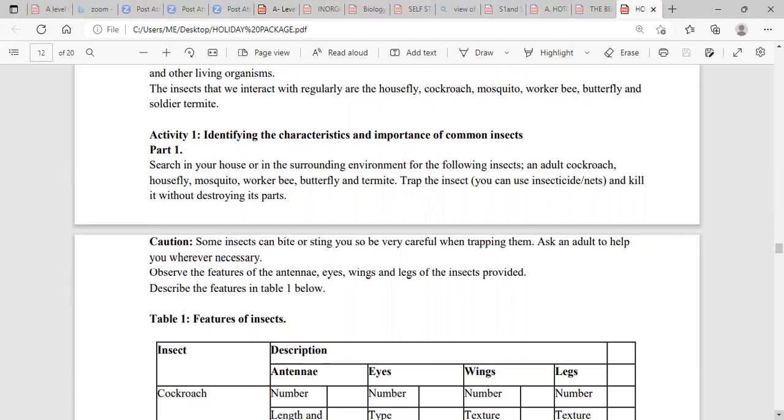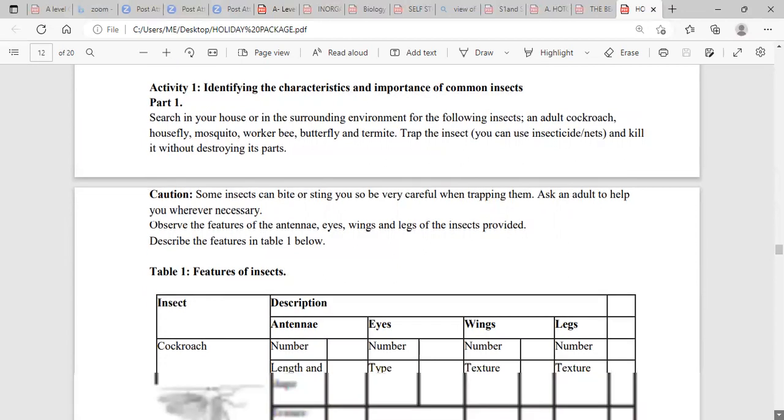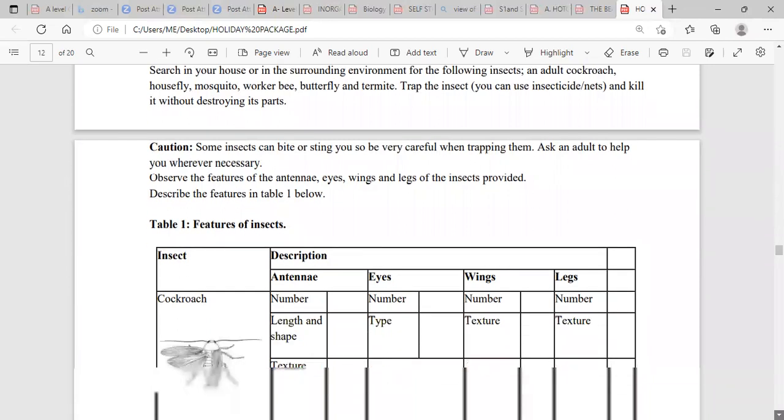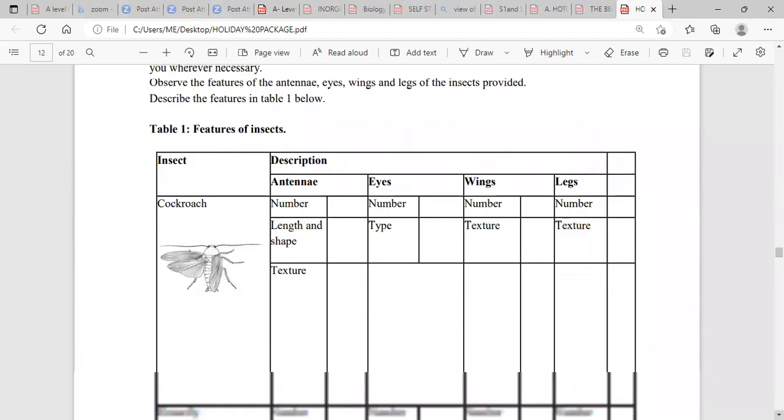After you catch these insects, observe the features on the antennae, eyes, wings, and legs of the insects that are provided. You are required to describe the features in the table below. Make sure you put this table down, then you are able to identify the features of these insects.